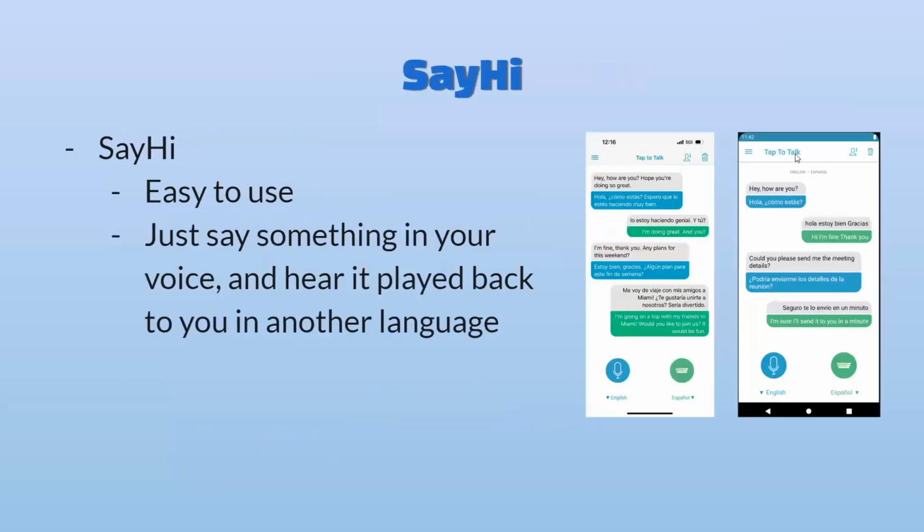With Say Hi, it's pretty easy to use. Usually you can either text or use a microphone and it will automatically translate what you're trying to say. An example is on the right. The gray area is what you're saying, and the colored area, blue or green, is the translated text.